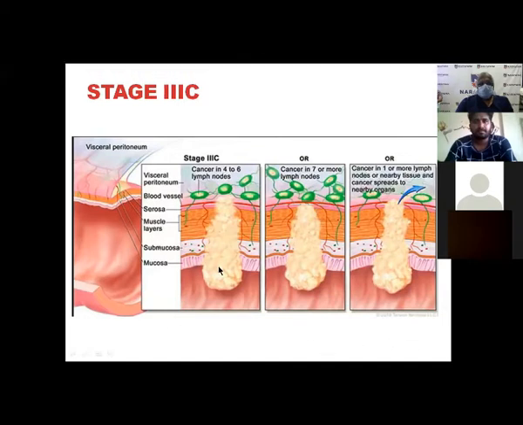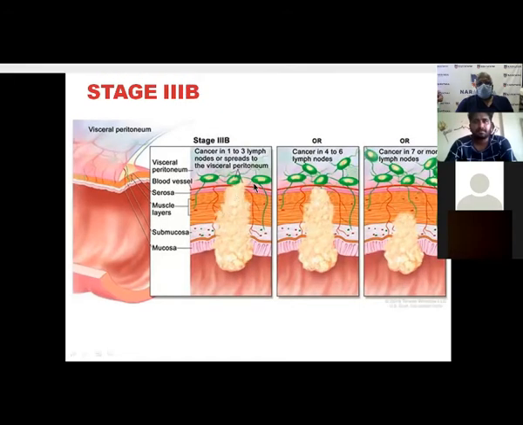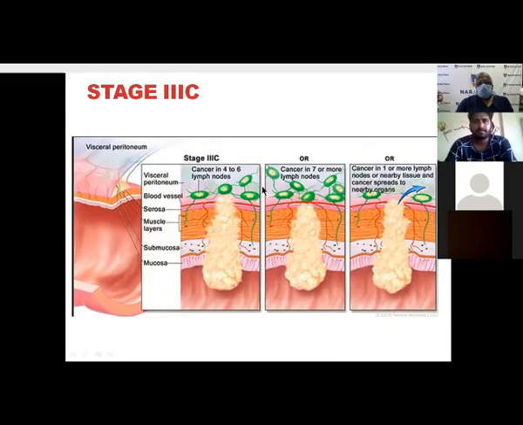Stage 3C is 4 to 6 nodes breaching the visceral peritoneum. If you go back: breaching but only 3 nodes. Breaching with 4 to 6 nodes. No breaching but more than 7 nodes. Breached with 1 or more nodes. All are 3C.